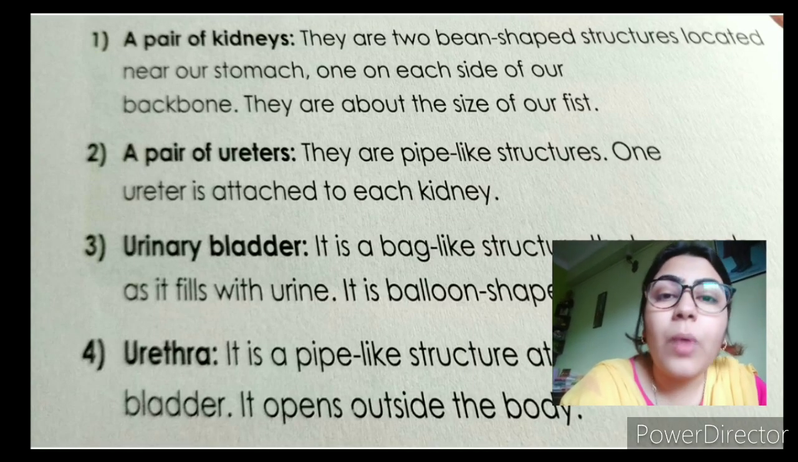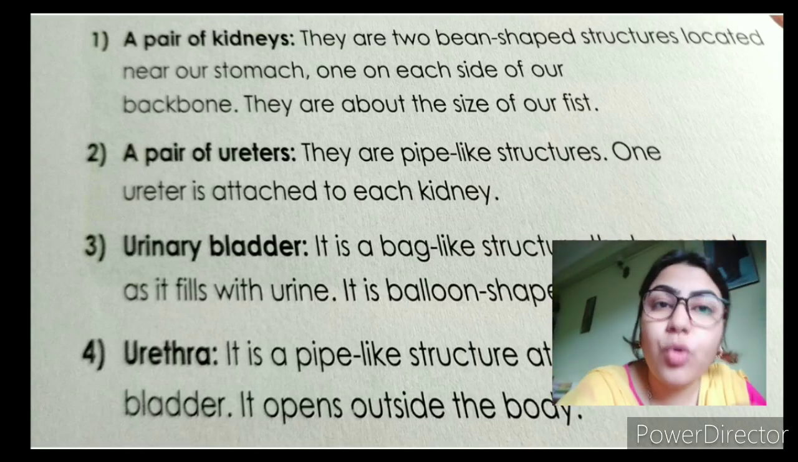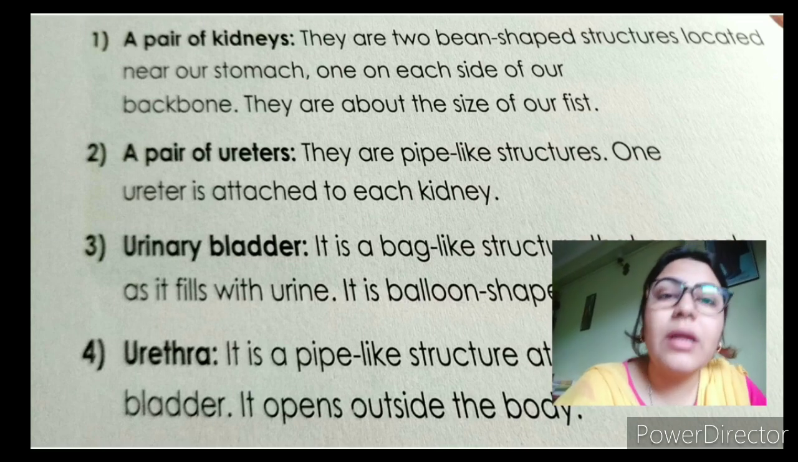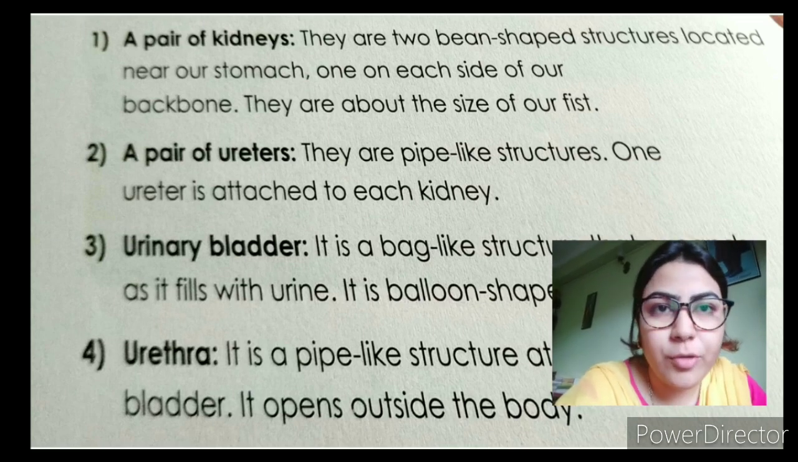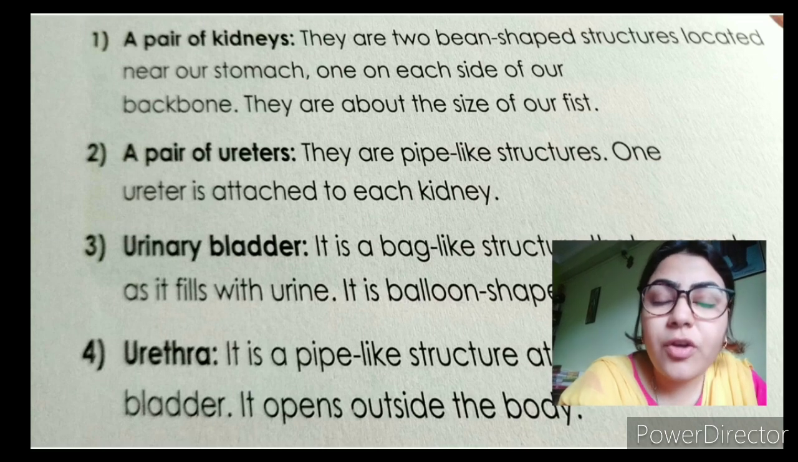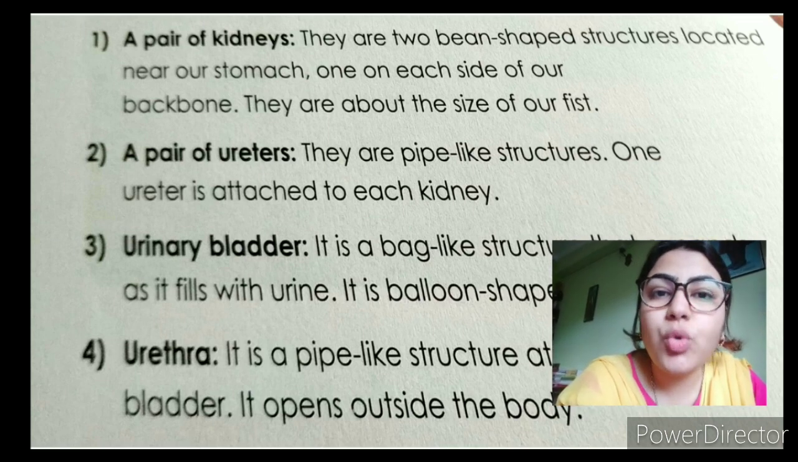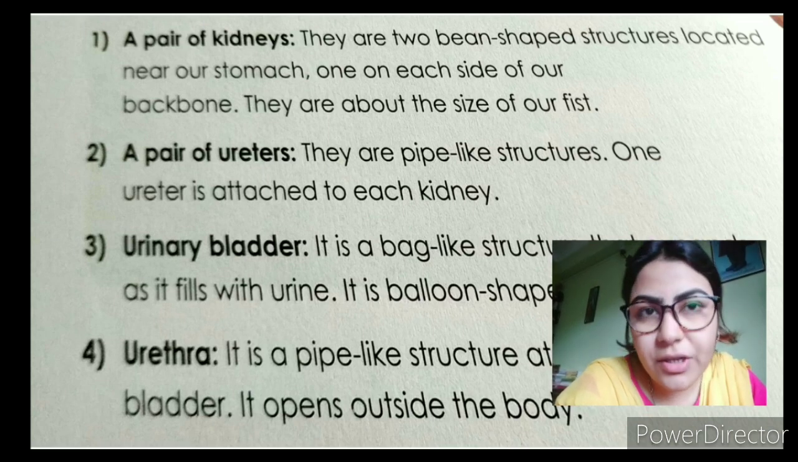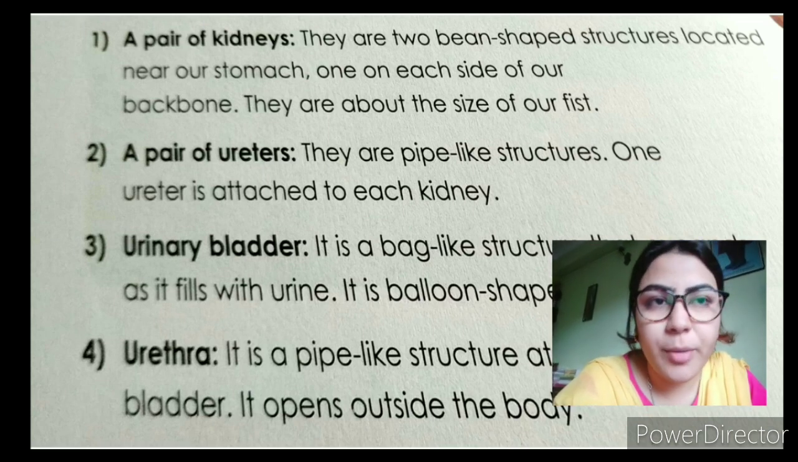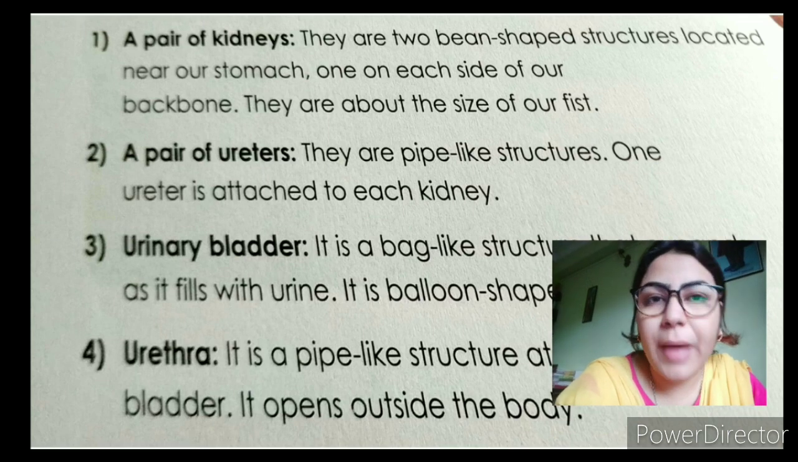Now, as I have already told you about this, let's know a bit more about it. First of all, what are we having? We are having a pair of kidneys. These are two bean-shaped structures located near our stomach, one on each side of the backbone.